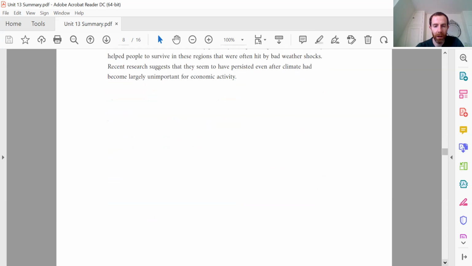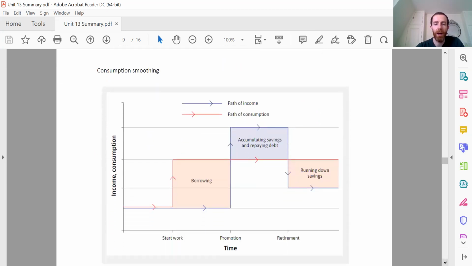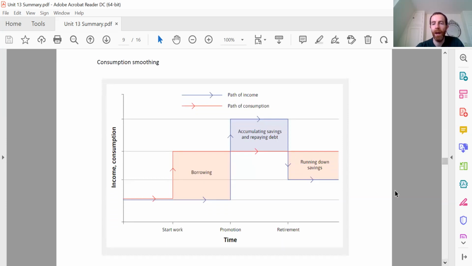So I think what's coming next is some examples of what we mean by consumption smoothing and different strategies that households will take. So just before I go on to these, I'm just going to take a quick pause.